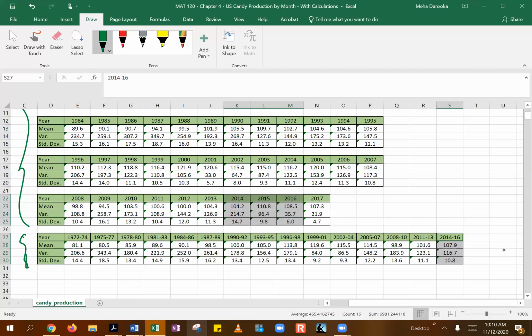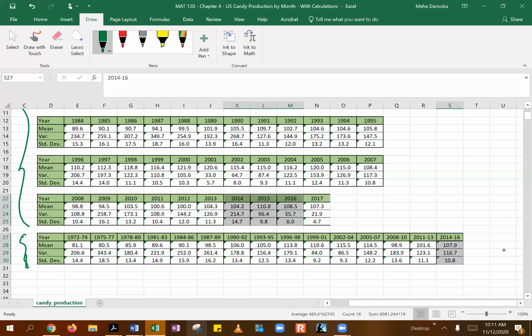And then, of course, if you look at the 3-year total calculation over here, you will see for 2014 to 2016, our mean came out to be 107.9, which is right in the middle of that range of the means you see from 2014 to 2016 individually. Your standard deviation in this case comes out to be 10.8.